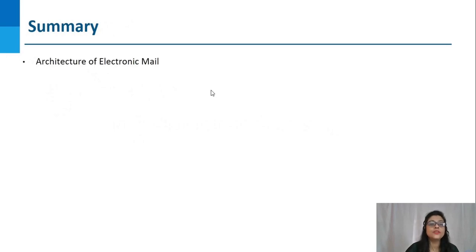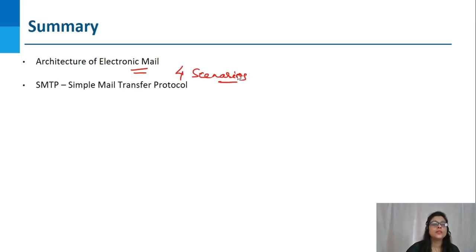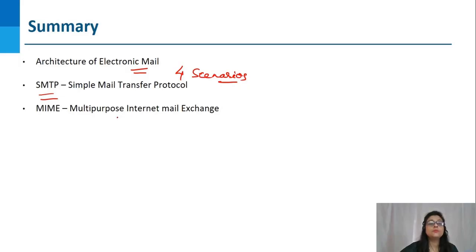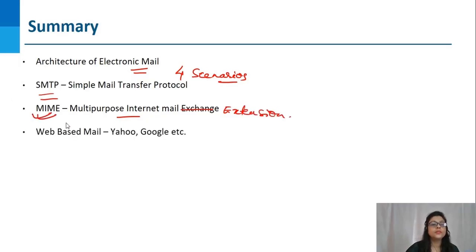To summarize, in this video, we have learned about the architecture of electronic mail by considering 4 scenarios. We have understood Simple Mail Transfer Protocol or SMTP, the architecture of SMTP. We have understood Multipurpose Internet Mail Extension, or MIME. We have understood web-based mail, which is Yahoo, Google, or Hotmail, etc.